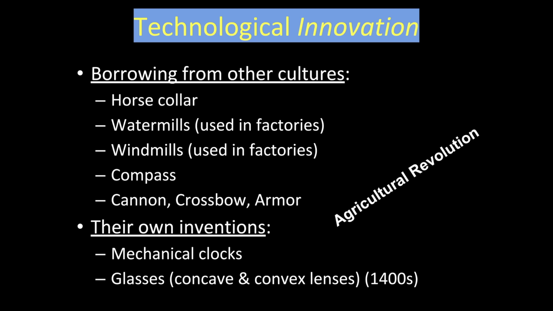Here's some more technological innovation. We see in Europe the horse collar, water mills, windmills, the compass. There's a cannon, a crossbow, and armor. Cannons actually originate from Chinese gunpowder, and a lot of that happens in the cross-cultural mixing in the Middle East. In fact, the Middle East technological innovations are pretty impressive.